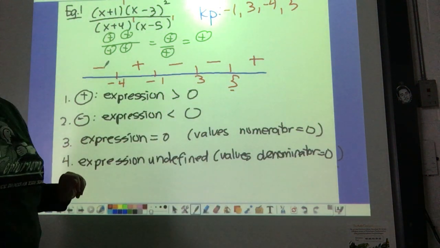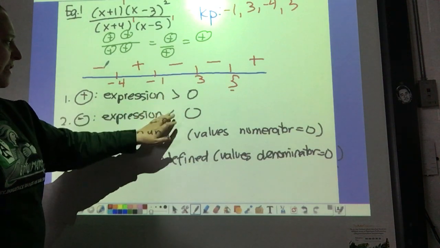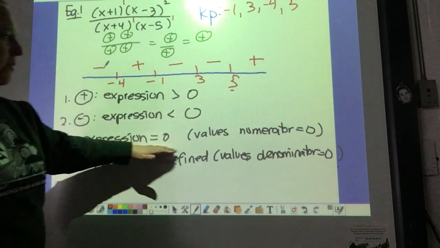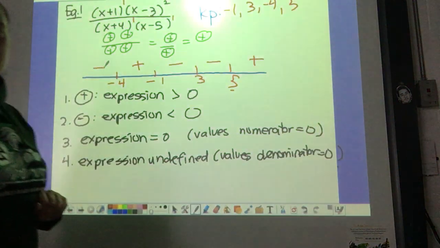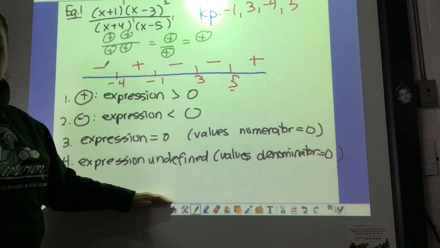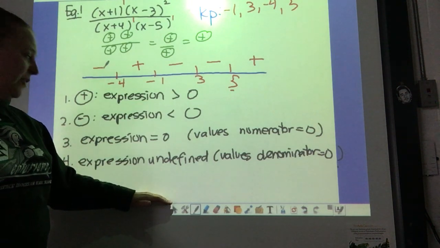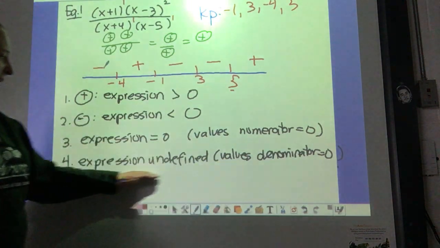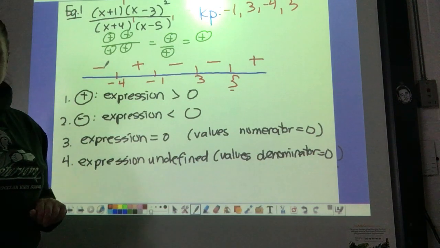Now, where is the expression equal to 0? Because this is all greater than or less than. It'd be equal to 0 for any values where the numerator was 0. Well, what about the denominator? Remember, we got some key points from the denominator, but can a denominator be 0? No. So any key point that came from the denominator tells us where it's undefined.